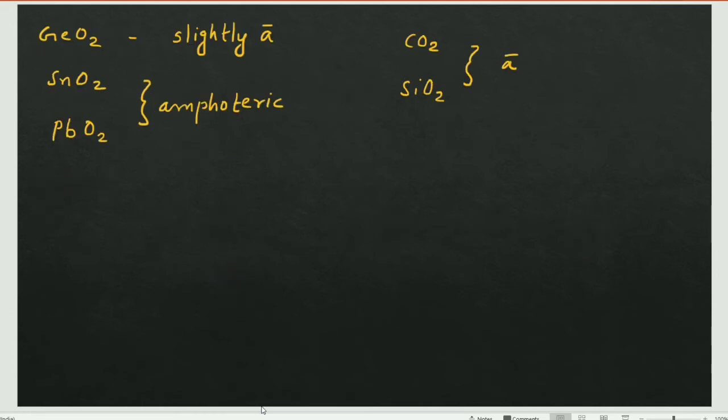Then germanium oxide, tin oxide and lead oxide. Germanium oxide is slightly acidic, but tin and lead oxides are amphoteric. Carbon dioxide and silicon oxide are acidic. CO2 and SiO2 are acidic, germanium oxide is slightly acidic, and SnO2 and PbO2 are amphoteric.